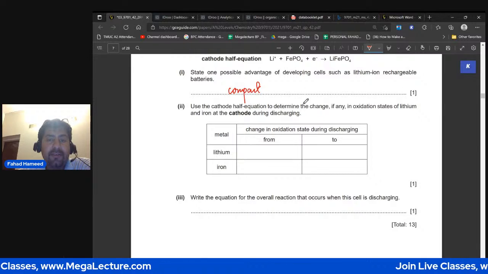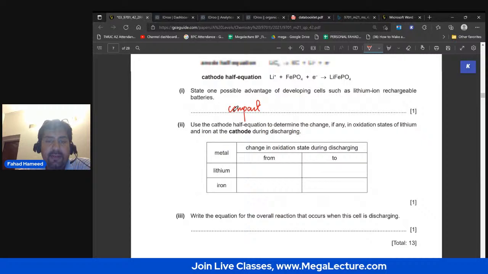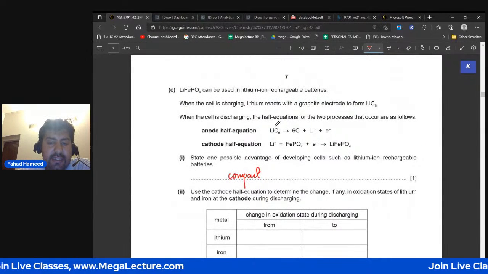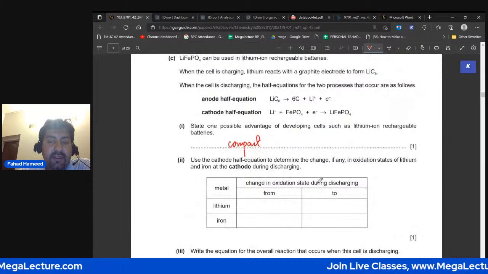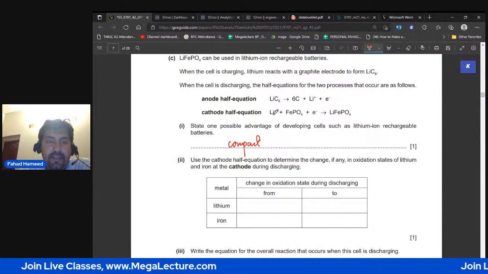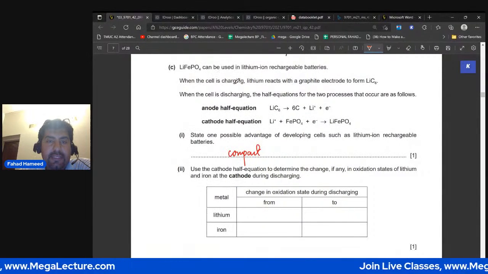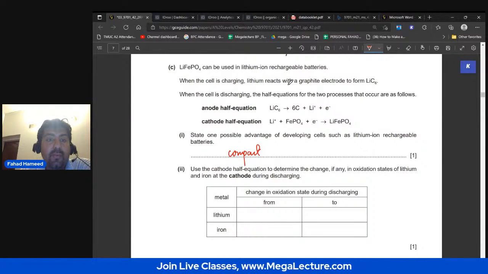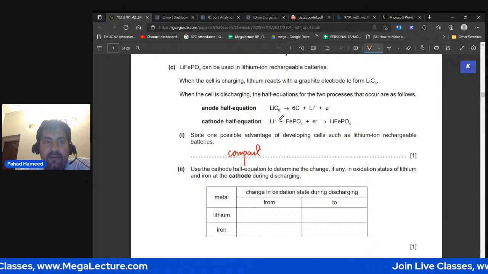Use the cathode half equation to determine the change, if any, in oxidation states of lithium and iron at the cathode during discharging. So what's happening to lithium over here? They're saying the change in oxidation state during discharging. Lithium reacts with a graphite electrode to form LiC6 when it is charging, and these are the equations for discharging. So what is the oxidation state of lithium over here?